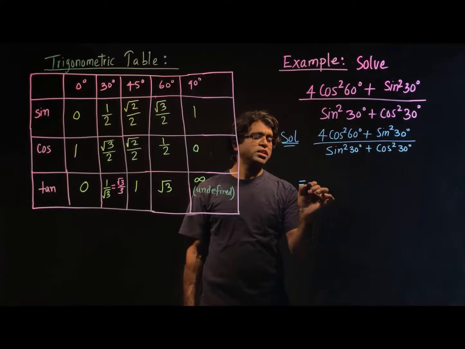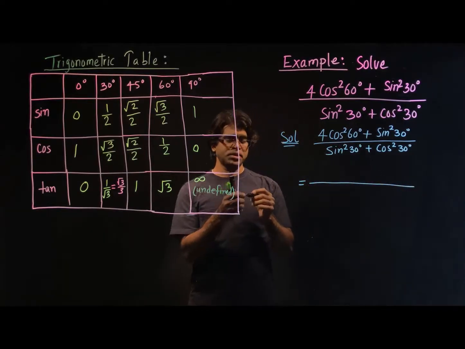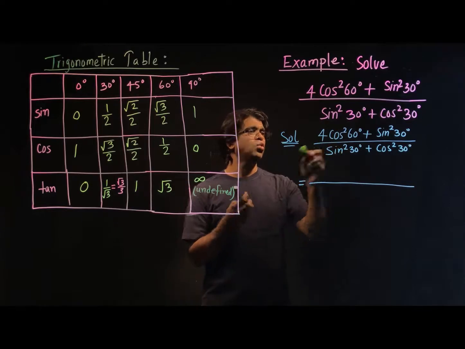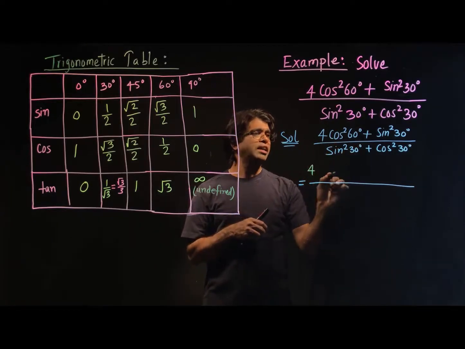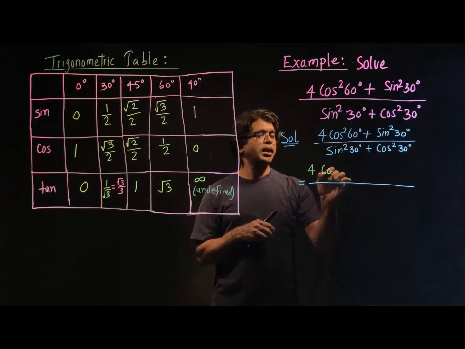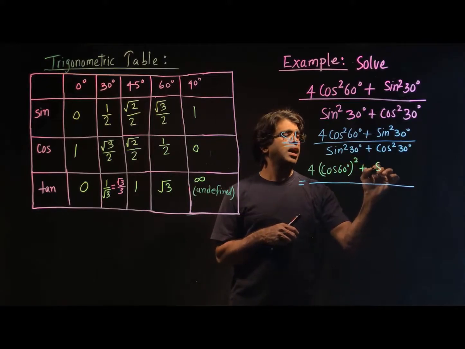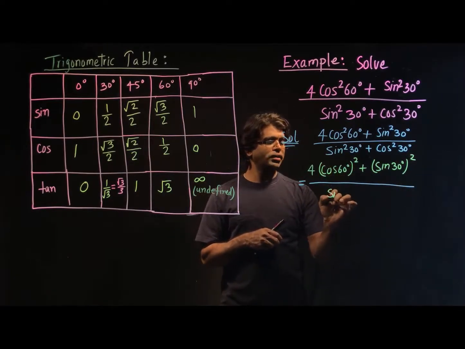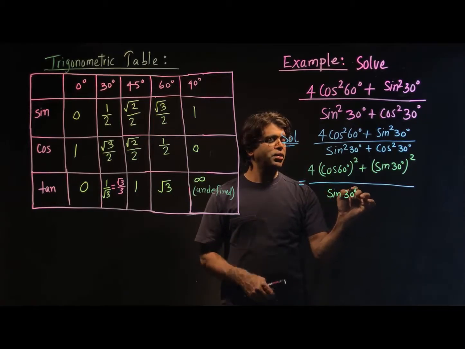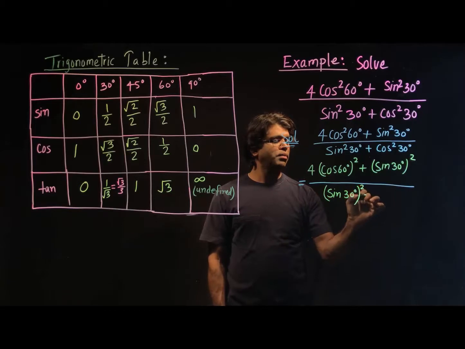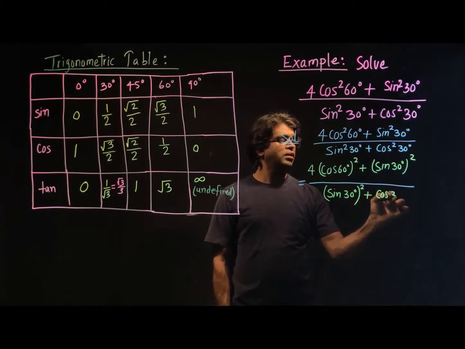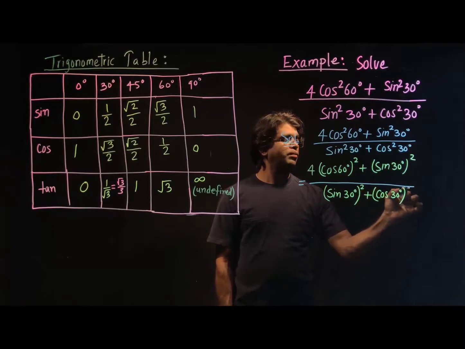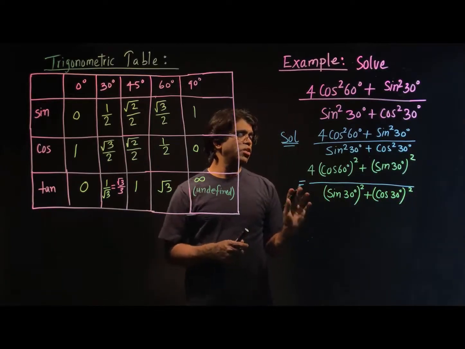Now let's first consider the first term on the numerator, which is 4 cosine square 60 degrees. So I'm going to rewrite this expression. I've got 4 times cosine 60 whole square plus sine 30 degrees whole square over sine 30 degrees squared plus cosine 30 degrees squared.